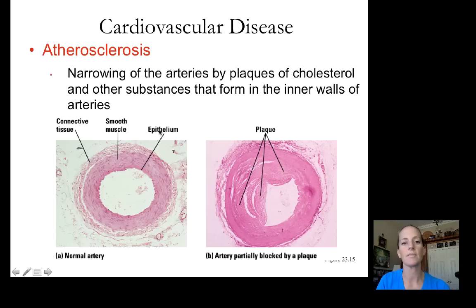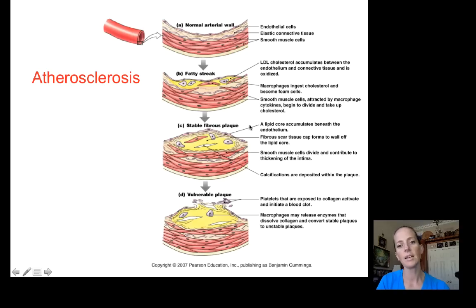Another important piece of cardiovascular disease is atherosclerosis. This is plaques of cholesterol and other substances that form inside the arteries and block the arteries. So overall, this blockage of the arteries is not only dangerous because it affects the arteries themselves, but also because these plaques can break off and form clots throughout the rest of the body.